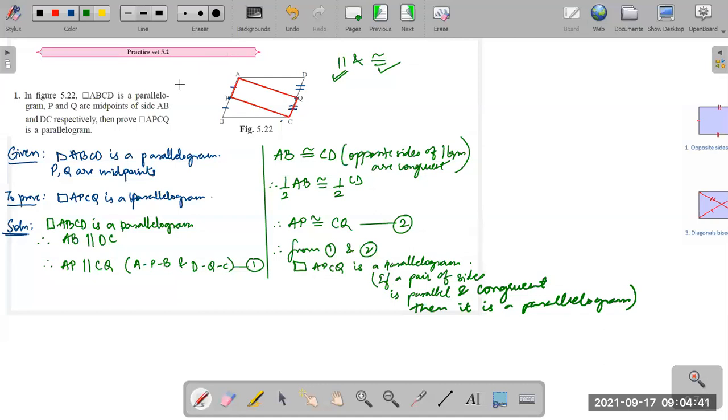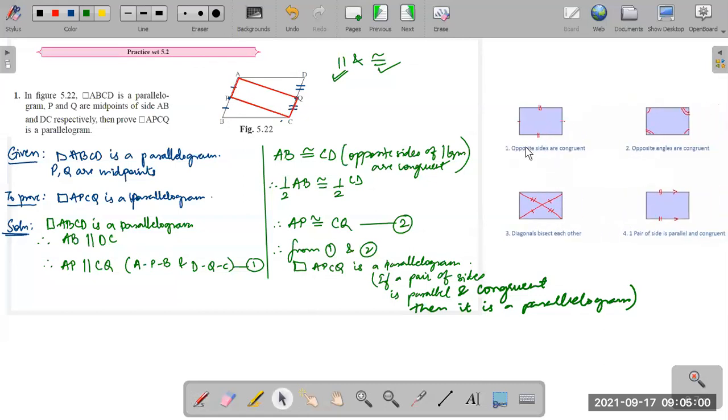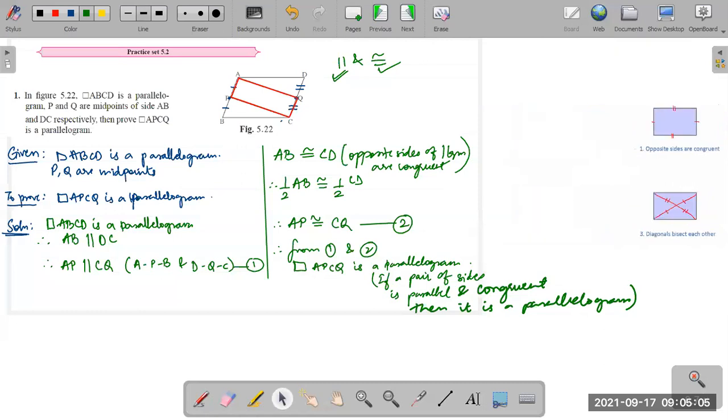So let me quickly recap again about this question. We were given that the complete quadrilateral ABCD is a parallelogram, and we were asked to prove that APCQ is a parallelogram, right? So how did we start? We start with thinking about which property to use, right? So we decided we have to use the fourth property, okay? And how did we prove that?